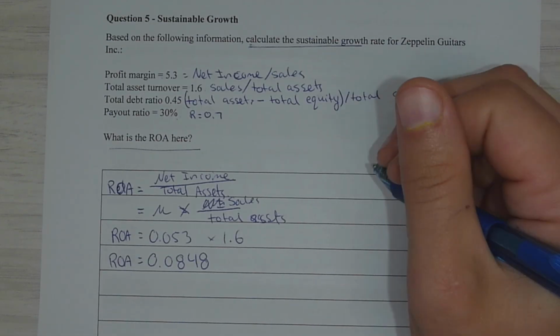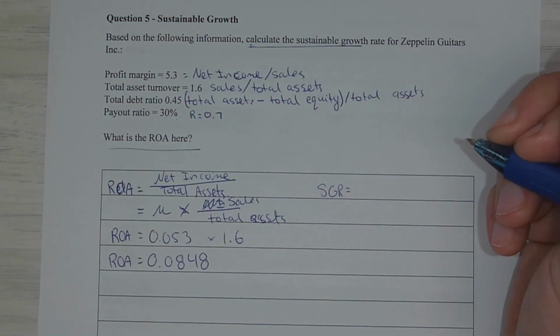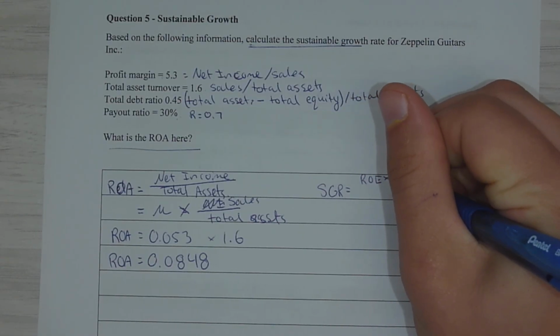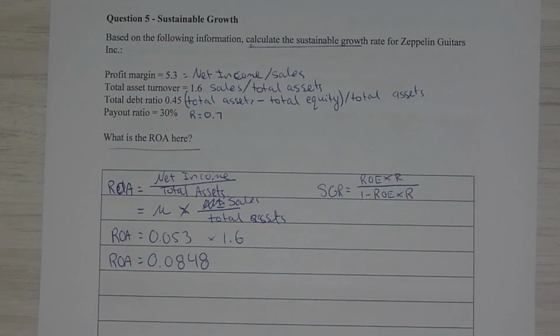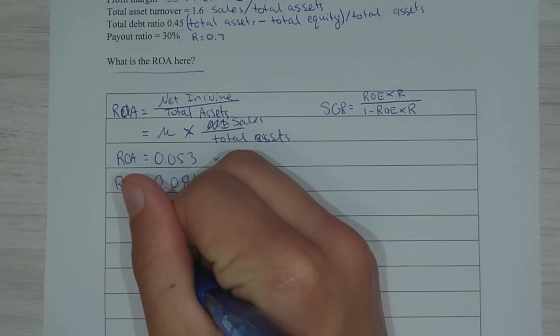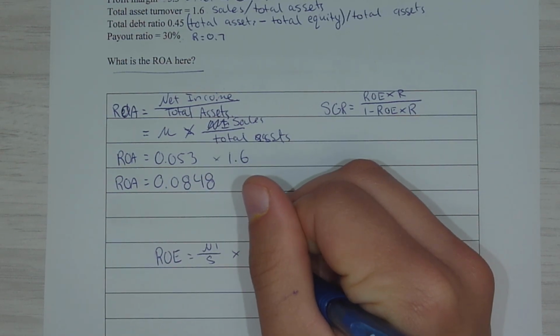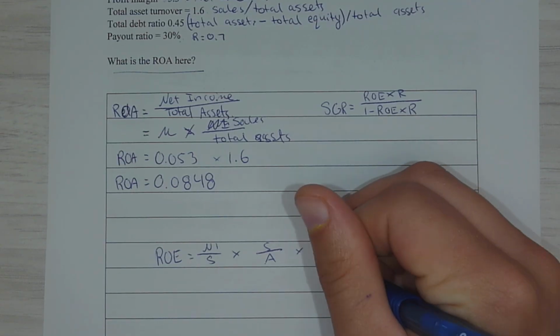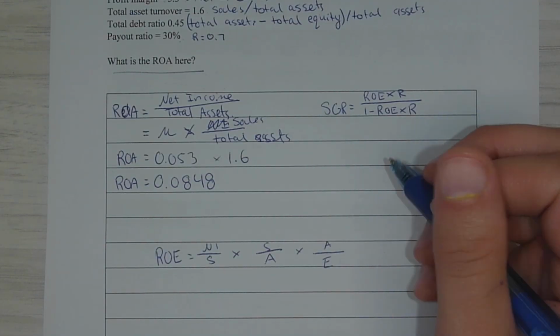Now we need to calculate our sustainable growth rate. Our sustainable growth rate is equal to ROE times R over 1 minus ROE times R. And we can use the DuPont method to determine our ROE, being net income over sales times sales over assets times assets over equity. We can go ahead and plug that in.